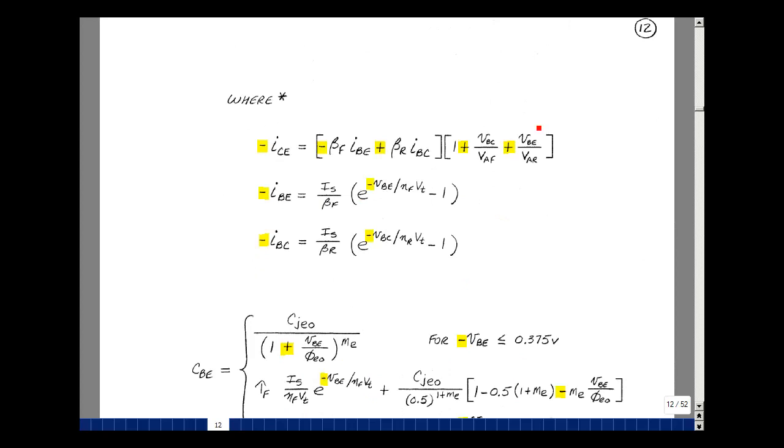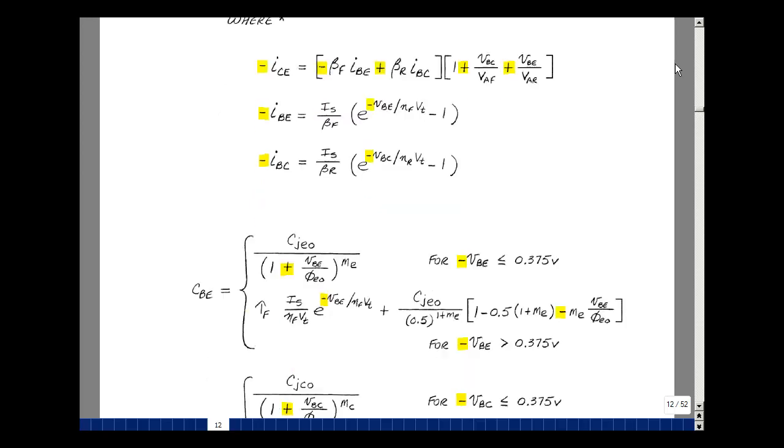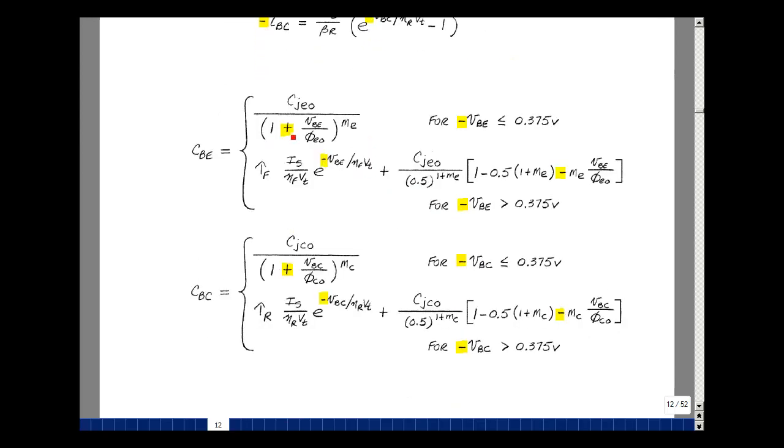Same equations we had, but now every current and every voltage has a change in sign. The same is true for the capacitance. And I've highlighted these with a little yellow marker, but you can see the change in sign associated with each of these variables from the previous page. Easy for a computer, hard for a person.